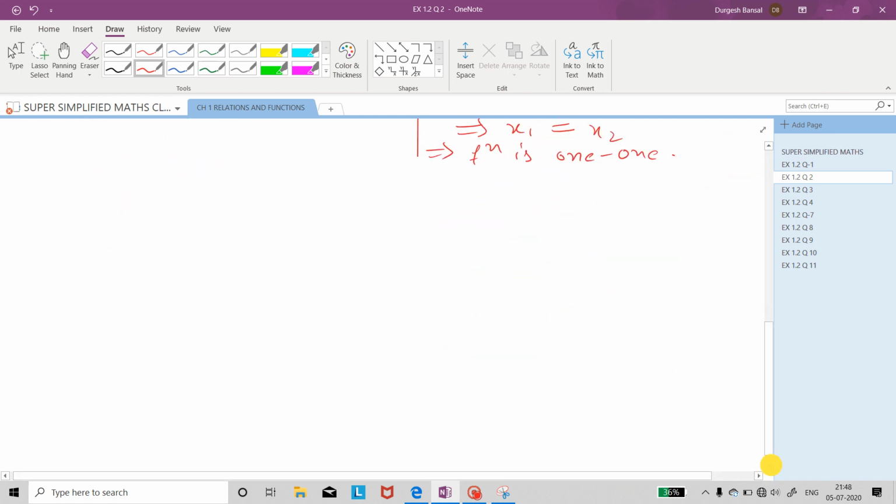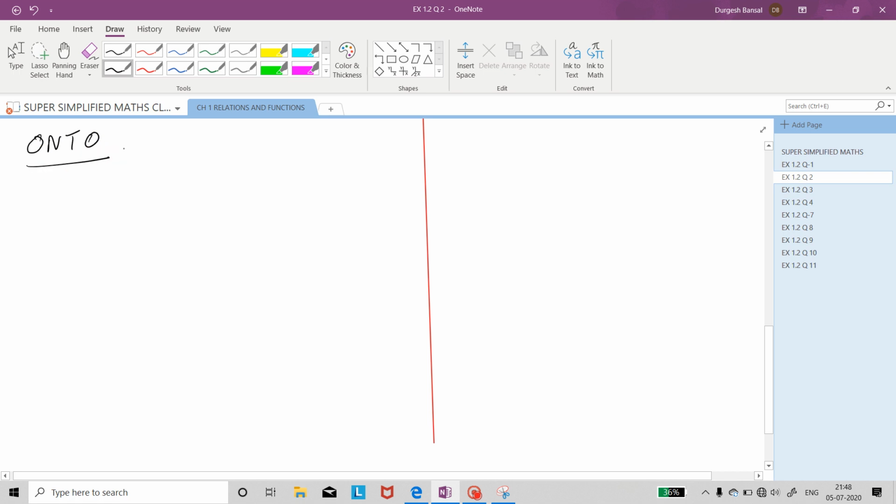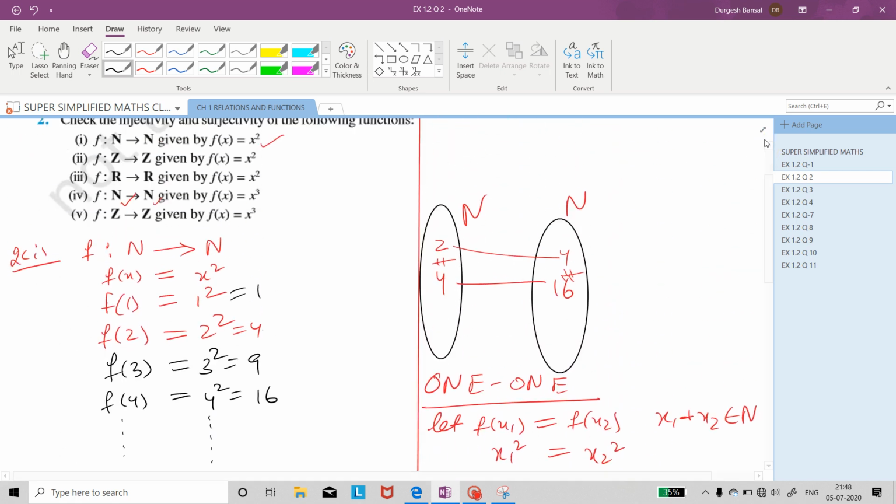Now let us try to prove whether the function is onto or not. Before I go for onto, let me revise what the function was. The function was from the set of natural numbers to the natural numbers, and this was the function. And for onto, again we have to check. Let me go to the previous figure. What we have to check for onto-ness. Let us check in this figure. I can make a new figure.